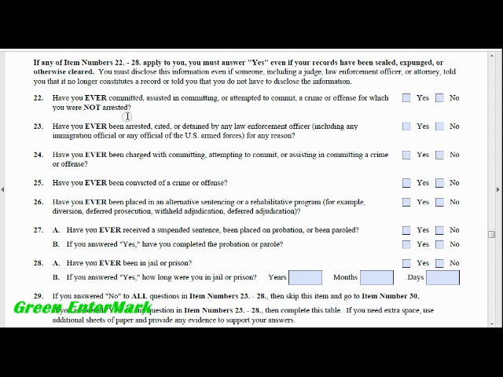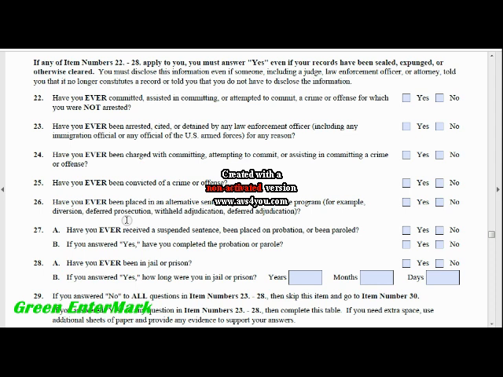Have you ever committed, assisted in committing, or attempted to commit a crime or offense for which you were not arrested? Yes or no. Have you ever been arrested, cited, or detained by any law enforcement officer, including any immigration official or any official of the U.S. Armed Forces? Yes or no. Have you ever been charged with committing, attempting to commit, or assisting in committing a crime or offense? Have you ever been convicted of a crime or offense?